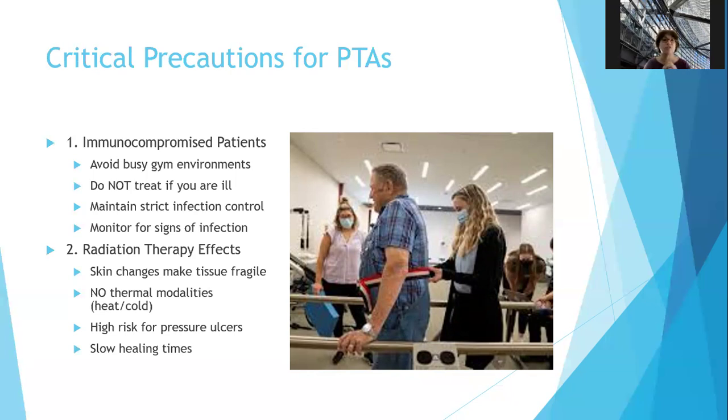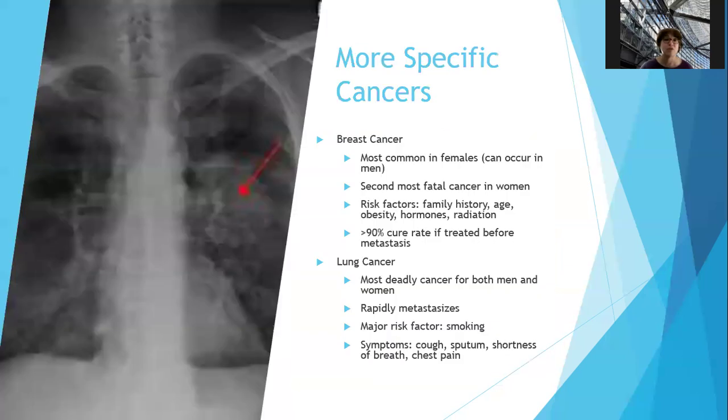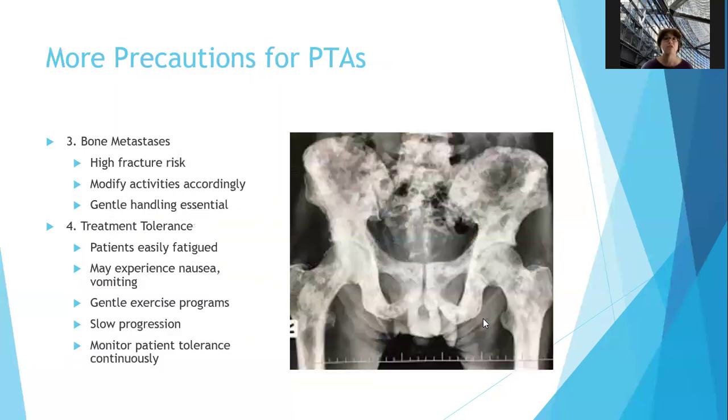Monitor for signs of infection, certainly. Radiation therapy can be really hard on surrounding tissues. Skin changes can make the tissue fragile. You don't want to use any thermal modalities like heat or cold. Because of the skin changes and fragile tissue, they're at a higher risk for pressure ulcers, and they have slow healing times. So that is definitely an issue.